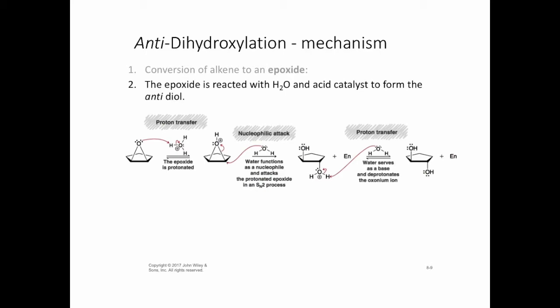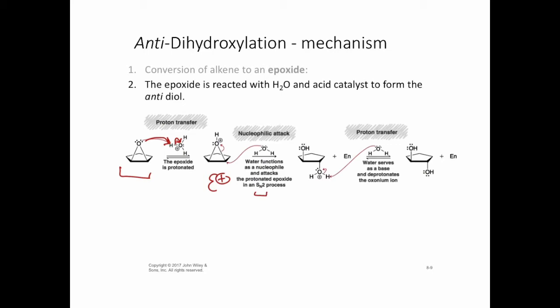So the way this works is here's your starting epoxide. It gets protonated with acid, so a lone pair on the oxygen is going to grab the H+ from H3O+, and now we have a really good electrophile, and water is going to attack from the opposite face of the epoxide via an SN2 process, which you're going to learn about in a later chapter.